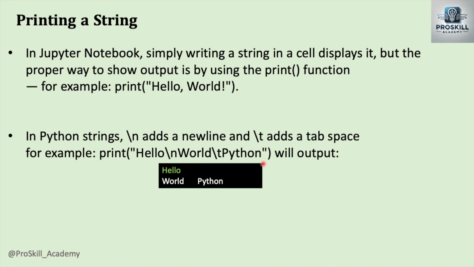Now let's go one step further. What if we want to format the output, like printing on a new line or adding a tab space? That's where escape characters come into play. Two common ones are \n for a new line and \t, which adds a tab space. Here's an example to demonstrate this, and the output of it will be as shown here.